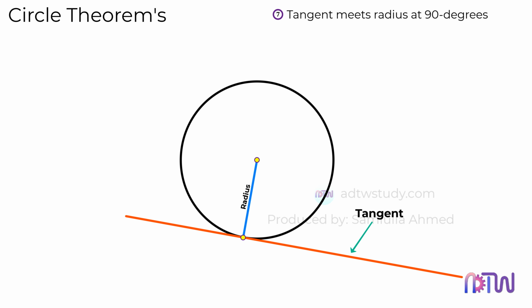The special thing about this setup is that the tangent and the radius always meet at a right angle, which is 90 degrees. This means that if you were to put a little square at the point where the radius meets the tangent, it would fit perfectly, showing that the angle between them is 90 degrees.